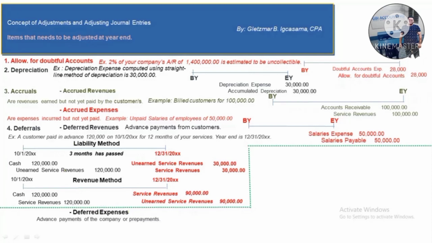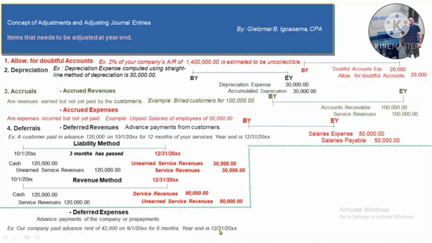Let's go now to deferred expenses, or prepayments, or advance payments of our company. So we have our example here. Our company paid advance rent of 42,000 on 9/1/20XX for 6 months. So 42,000 divided by 6 months, meaning the rent per month is 7,000. Year end is still at 12/31/20XX.